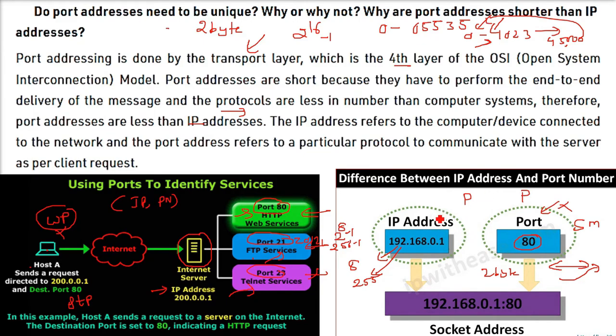Still, after 1024, that has to be taken from 1024 till 49151. You have to take it from IANA, that is, you have to register it. So the IP address refers to the computer device connected to the network, and the port address refers to a particular protocol to communicate with the server as per client request. For this example, I just told you about the web page or web services you want to access. You can only ask for port 80.